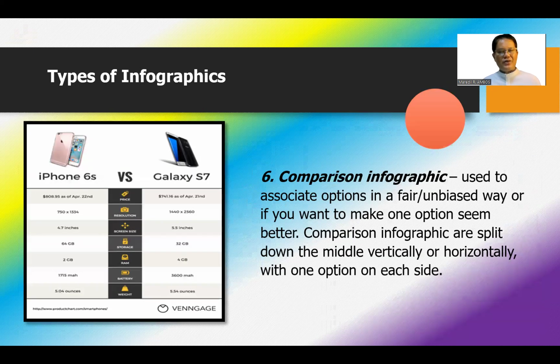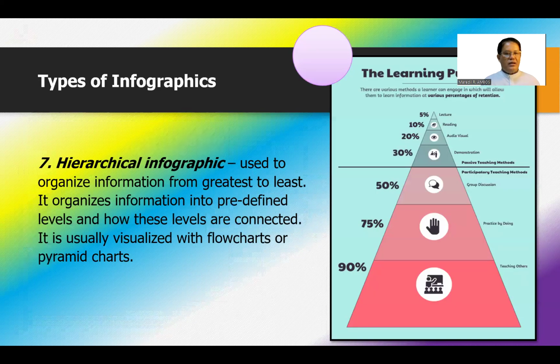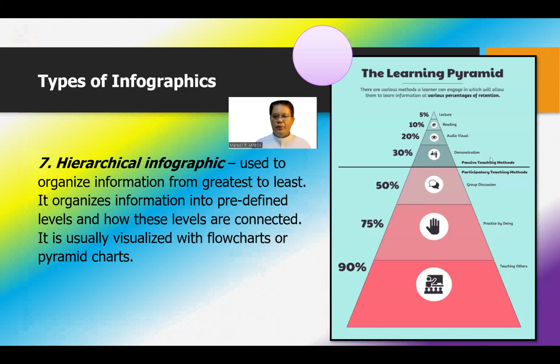Then number six is the comparison infographic, from the word compare. It is used to compare options in a fair, unbiased way, or if you want to make one option seem better, you need to compare. Comparison infographics are split down the middle, vertically or horizontally, with one option on each side. You can see here the comparison of iPhone 6s versus Galaxy S7. So that's it. And then we have another example.